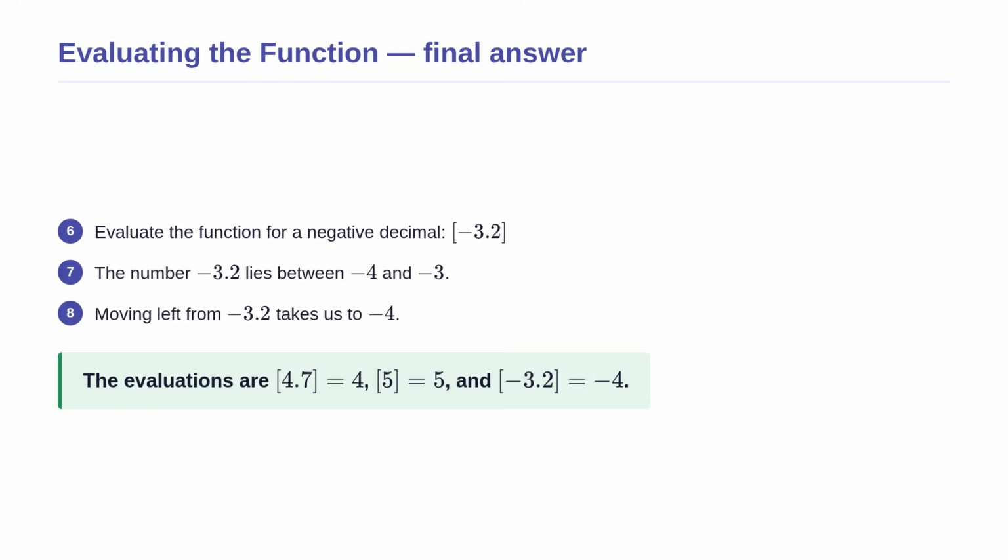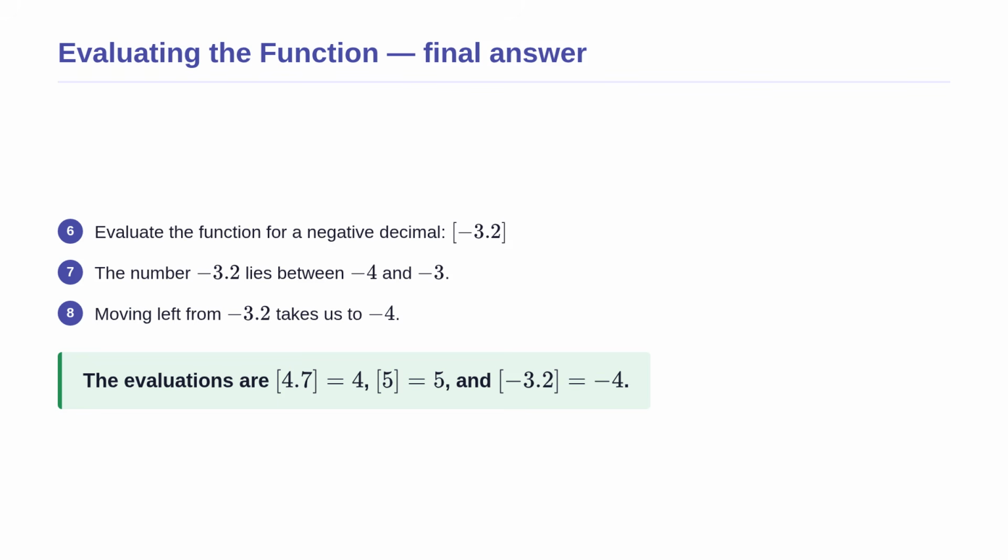Continuing with our evaluation, we must now test a negative decimal, negative 3.2. This is where many students make a mistake, so we must be very careful. We locate negative 3.2 on the number line. It sits between negative 4 and negative 3. Remember our rule, we must move to the left. Moving to the left from negative 3.2 takes us to negative 4, not negative 3. Negative 3 is actually larger than negative 3.2, so choosing it would violate the less than or equal to rule. Physically, this means the mathematical gravity always pulls downwards, towards negative infinity.